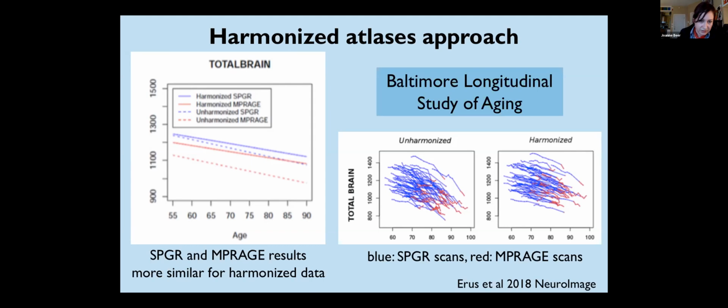results. So on the left, we see the solid lines are the harmonized, and they put age on the x-axis here, and the total brain volume on the y-axis. And you can see that after harmonization, the two solid lines are closer together. You would expect them to be really the same ideally. And then the unharmonized is the dotted line. And on the right, you see the unharmonized and harmonized trajectories.